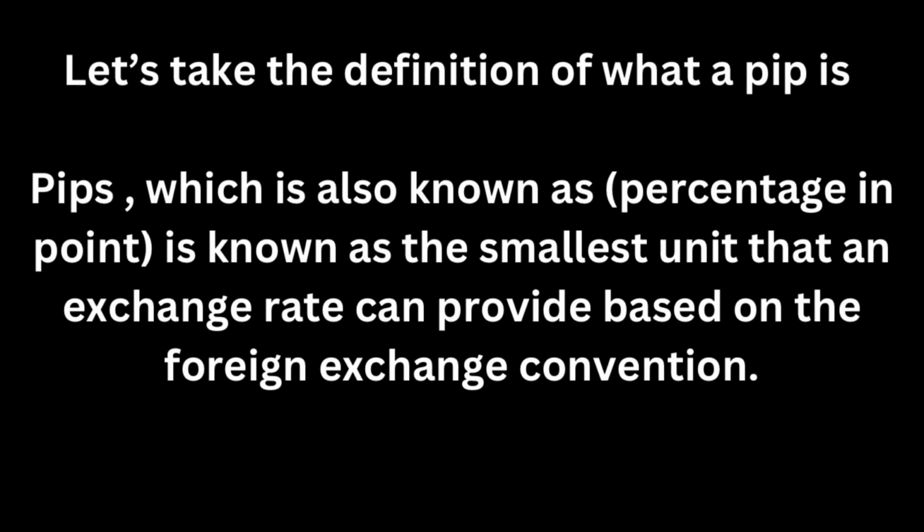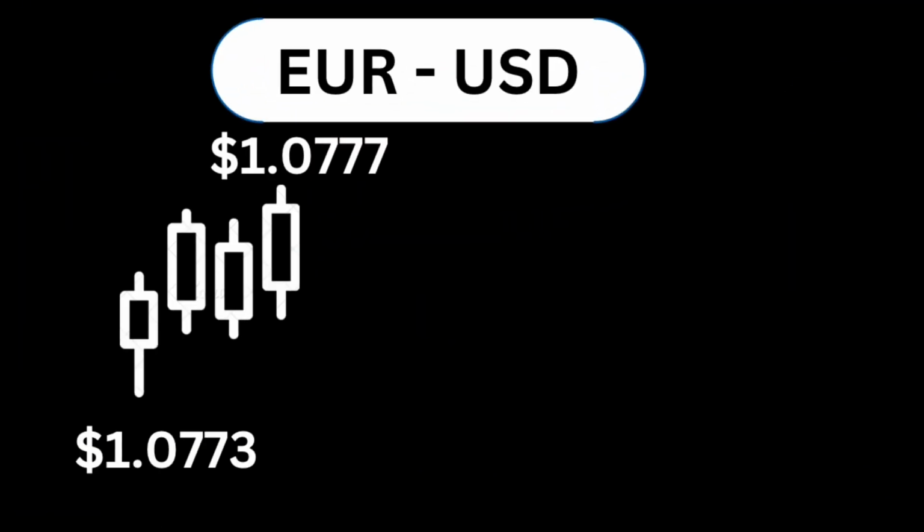Let's take the definition of what a pip is. Pips, which is also known as percentage in point, is known as the smallest unit that an exchange rate can provide based on foreign exchange convention. Let's take an example of that and understand what a pip is, okay?